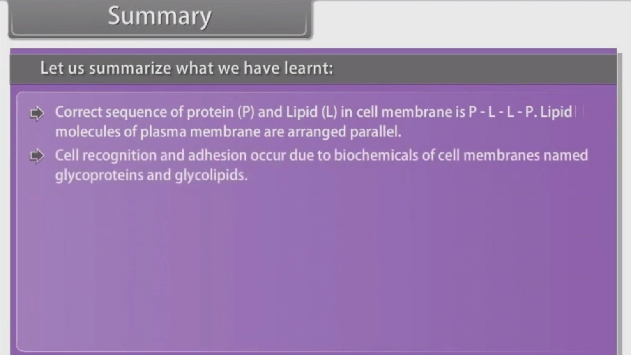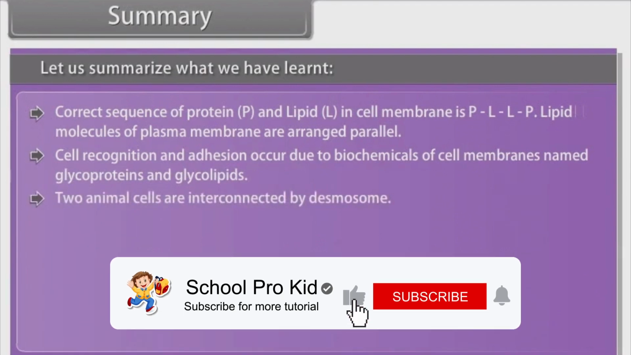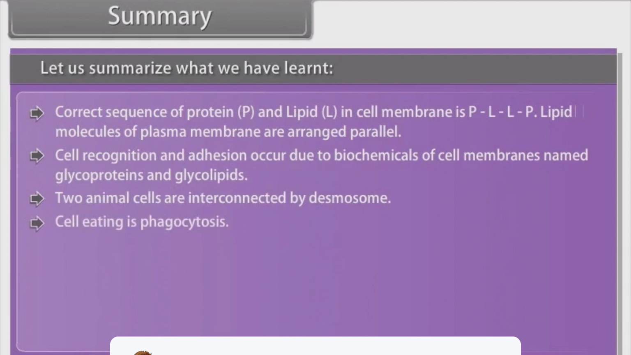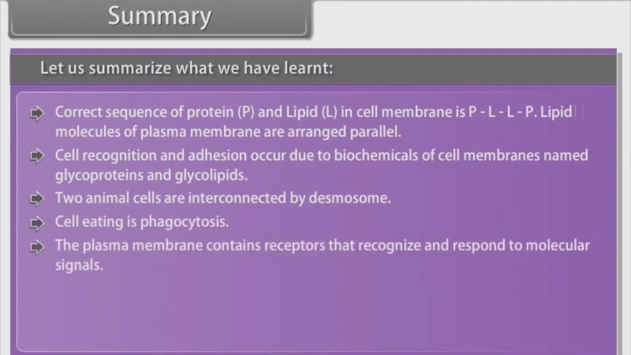Cell recognition and adhesion occur due to biochemicals of cell membranes named glycoproteins and glycolipids. 2 animal cells are interconnected by desmosome. Cell eating is phagocytosis. The plasma membrane contains receptors that recognize and respond to molecular signals.